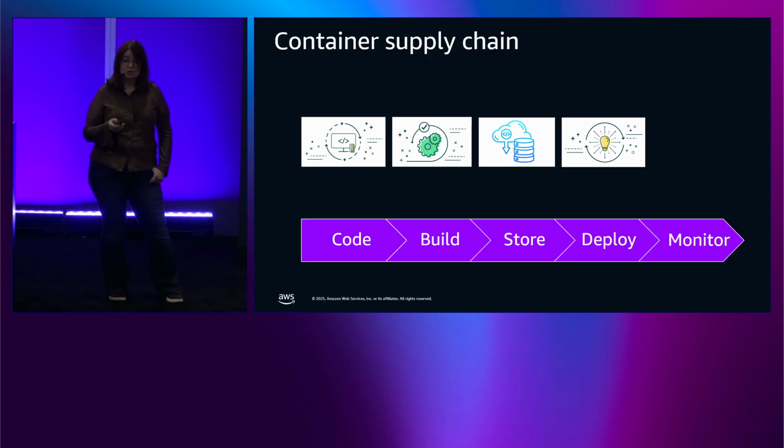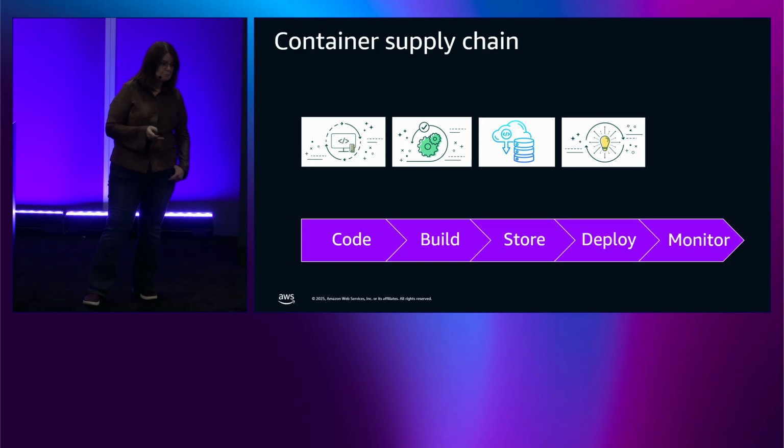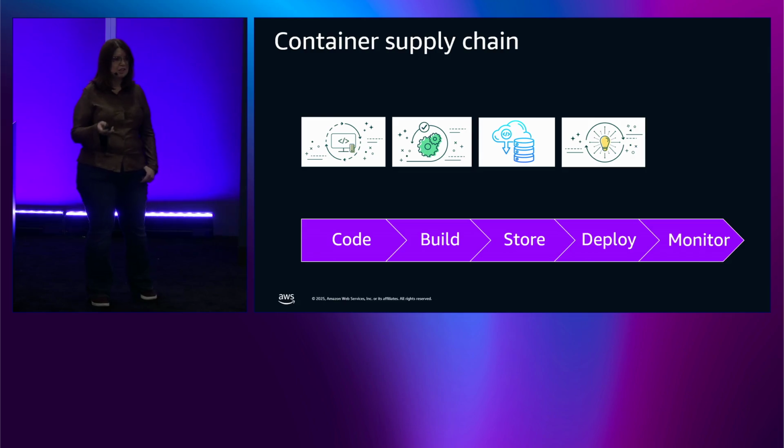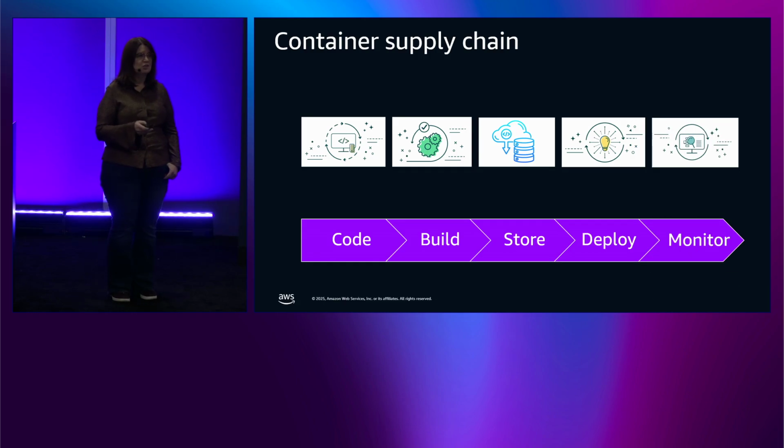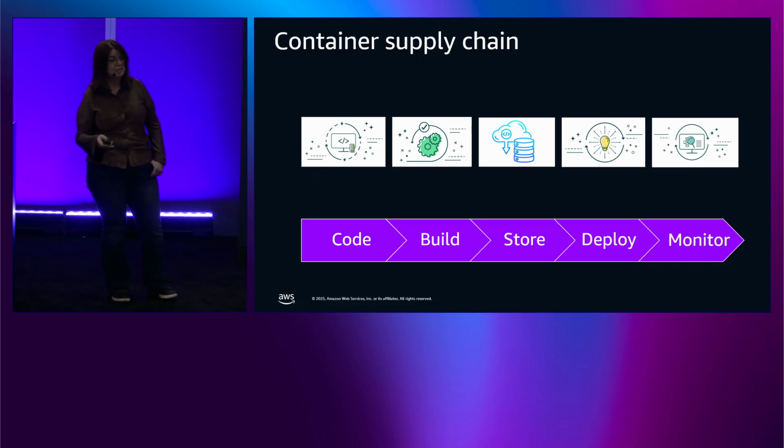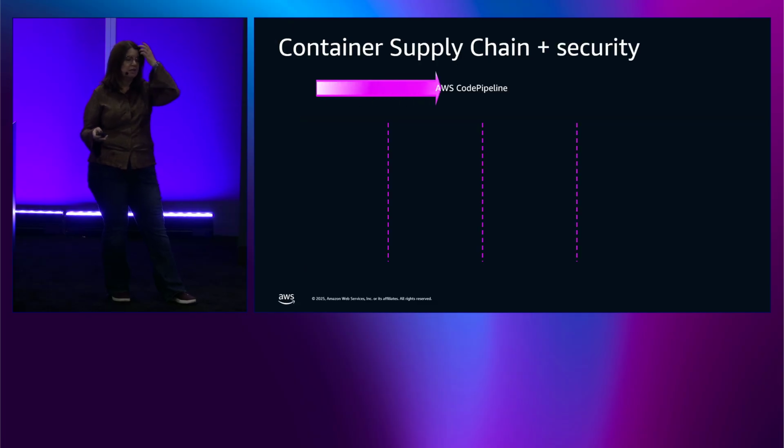From then on, we use a container orchestrator to deploy your images. Now, this last step isn't typically part of a container supply chain, but I've included it because I think it's really important, and that's to monitor your images when they're up and running to see if they're behaving like you expect them to. So let's look at how we can add security into each of these stages of your container supply chain.